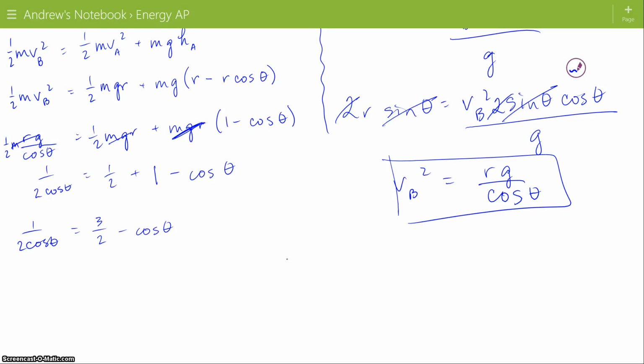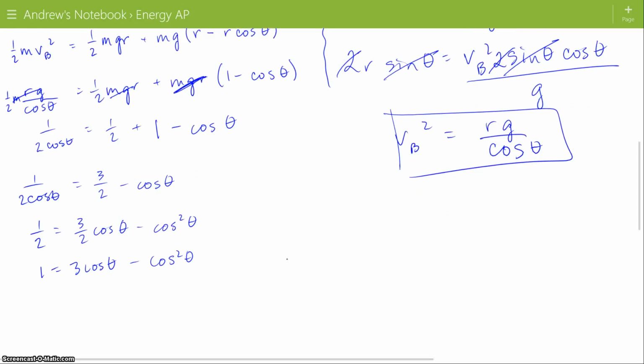The problem is you can't combine those cosine theta terms because one's the denominator of a fraction and one's by itself in its own numerator. The trick here is to multiply the entire equation by the cosine of theta. So if you multiply both sides by the cosine of theta, it cancels out on the left. You get 3/2 cosine theta minus cosine squared theta. And I'm going to clean this up too. As I don't like fractions, I'm going to multiply both sides by 2 as well. So I get 1 equals 3 cosine theta minus cosine squared theta.